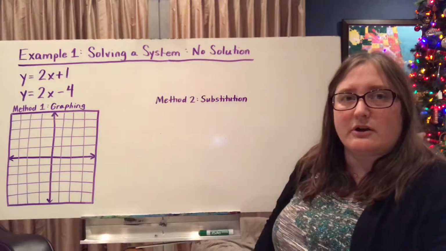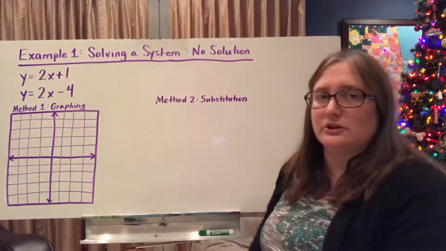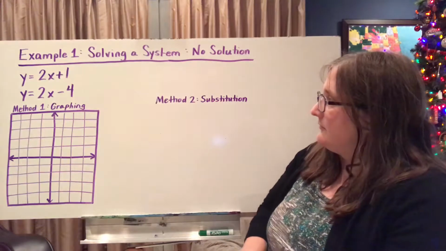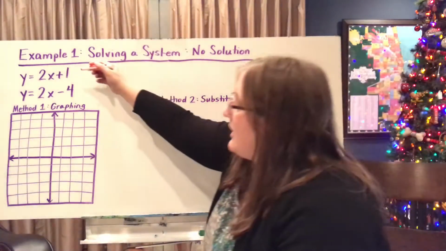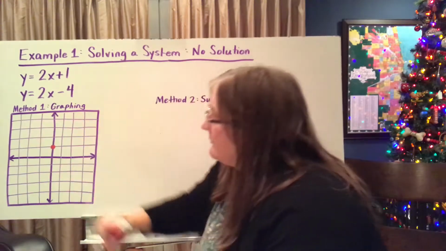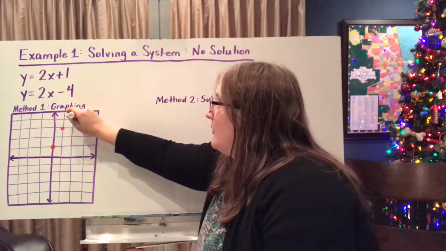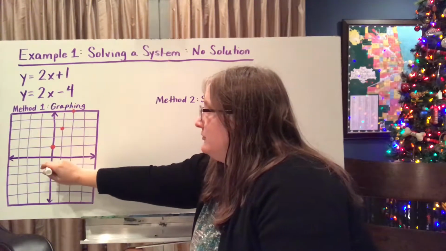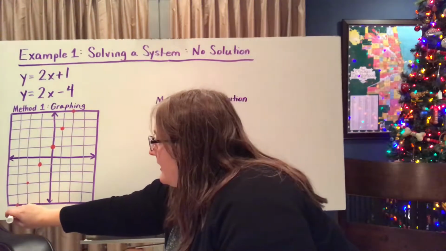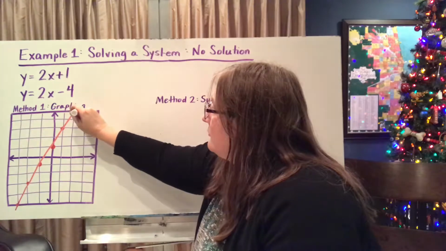Graphing is a good way to start because we get a picture of what these equations actually look like, and graphing is good for estimating our solutions. I'm going to start with my first one here. I see a y-intercept of positive 1, and my slope is 2. So up 2 over 1, up 2 over 1, or I could go down 2 and back 1, and then I'm going to connect these dots in a straight line.